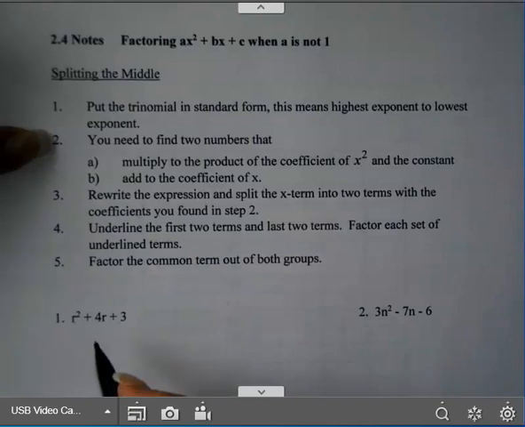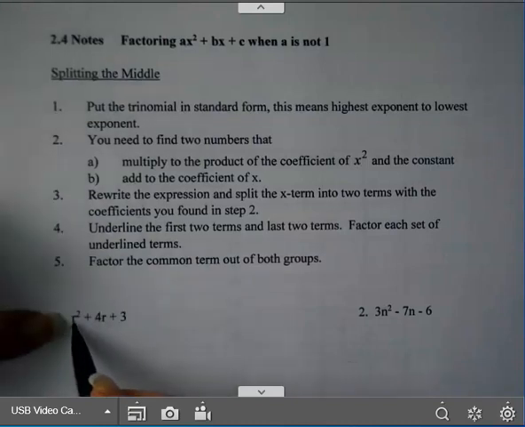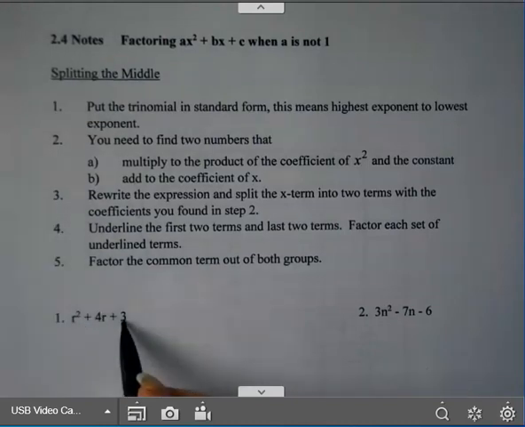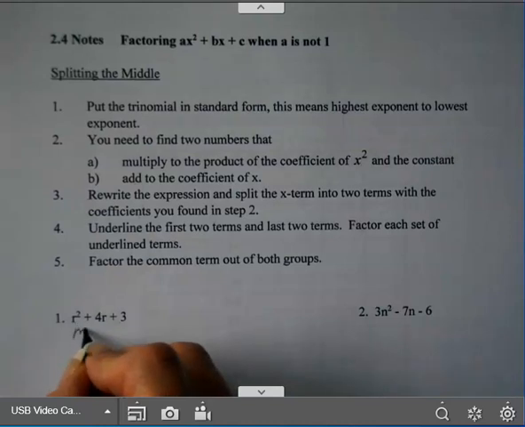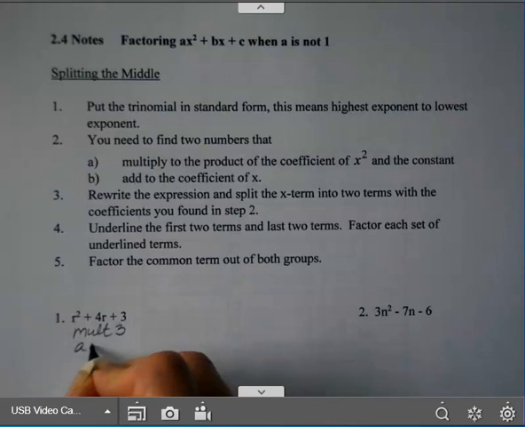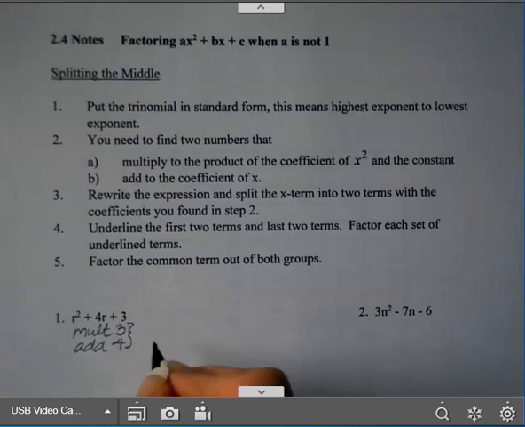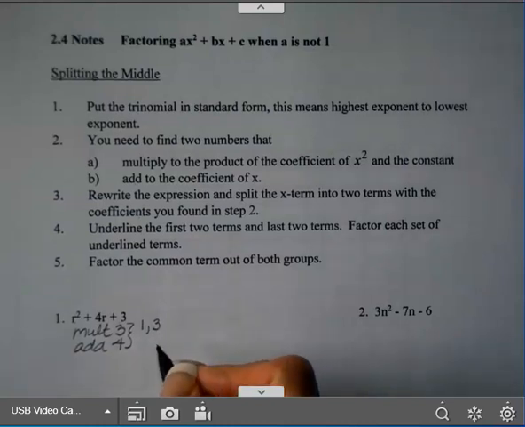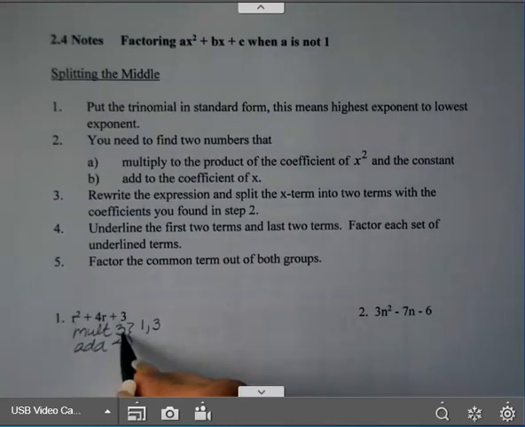So in this case, the coefficient of my squared term is 1, the constant is 3. So I want it to have a product or multiply to 3, and I want it to add to my linear term, which is 4. And the numbers that multiply to 3 but add to 4 are 1 and 3. And since they multiply to a positive and add to a positive, they are both positive. That is the pair I need.